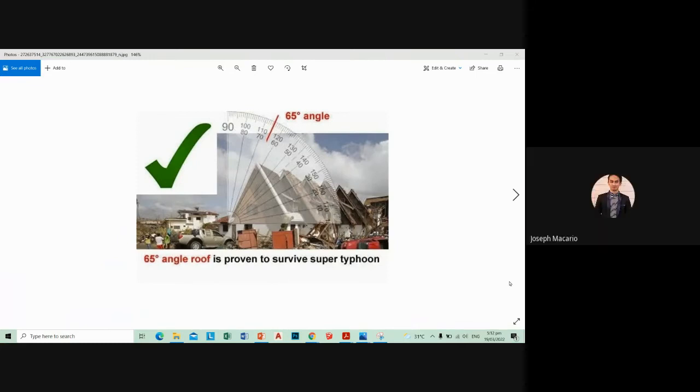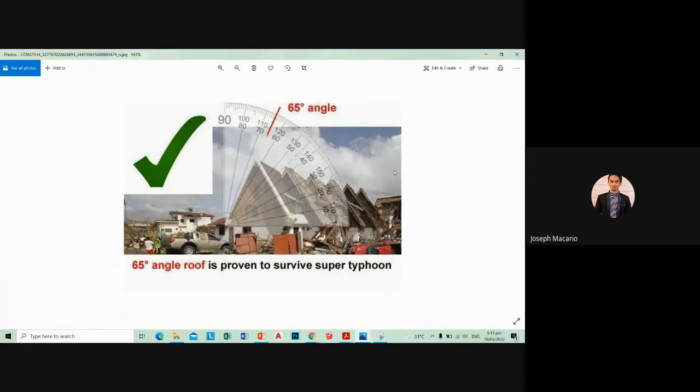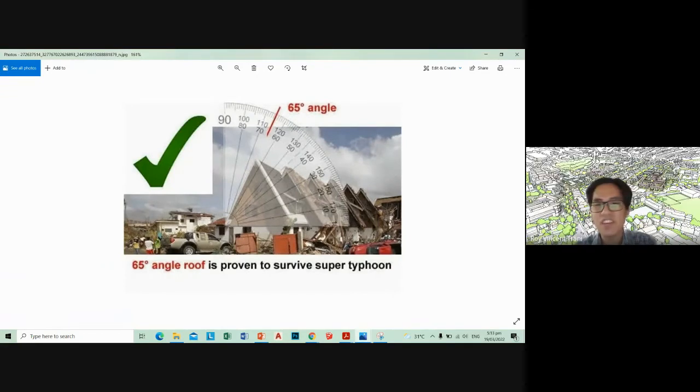Actually, sir, I'm still in the process of verifying if it's actually true that a 65 degree roof is really resilient. I thought you already had it. So maybe this would be an interesting topic to discuss next week.